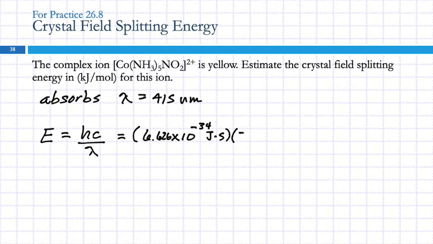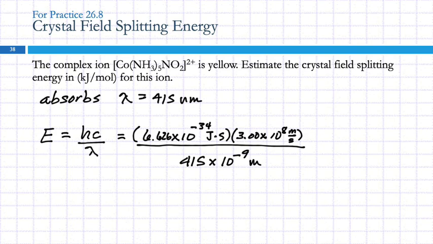There's an 8 in it. 3.00 times 10 to the 8th meters per second. And then we're going to divide by the wavelength. What unit should we use? We should use meters, right? Because the seconds here are going to cancel, and we want the meters to cancel. So 415 nanometers is 415. What does nano stand for? 10 to the minus 9. So it's 415 times 10 to the minus 9 meters.